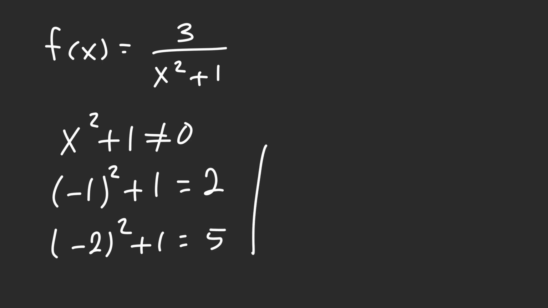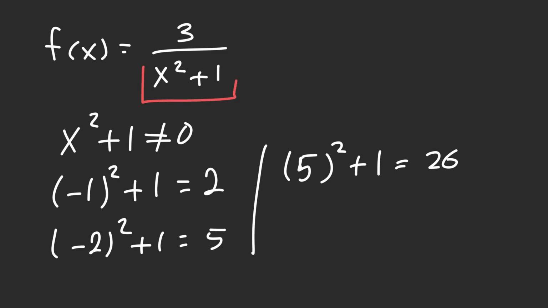What if we plug in a positive number here? For example, 5 squared plus 1 will be 26. As you can see, even if we plug in a negative number or a positive number, we will always get a positive. So this means we will never have a 0 in the denominator. So the domain for this question will be from minus infinity to infinity.